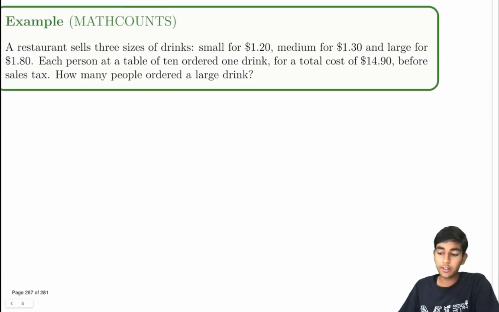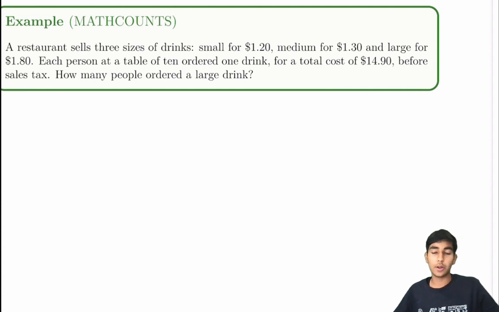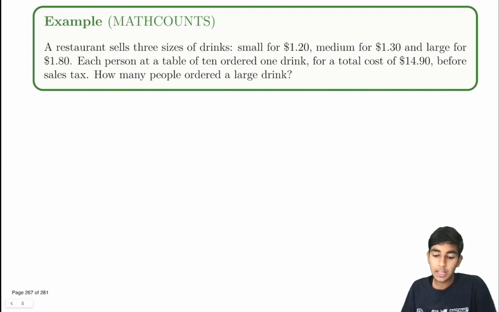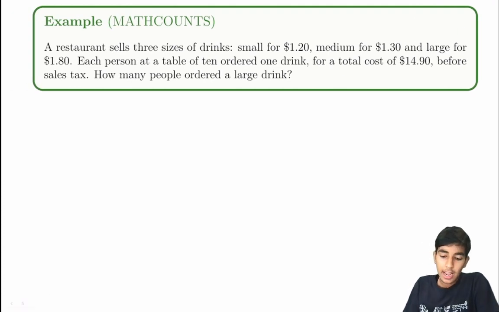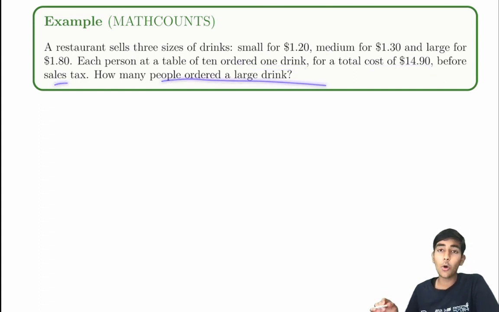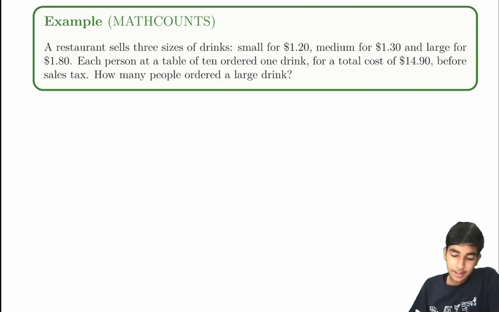A restaurant sells three sizes of drinks: small for $1.20, medium for $1.30, and large for $1.80. Each person at the table of 10 ordered one drink for a total cost of $14.90 before sales tax. How many people ordered a large drink?